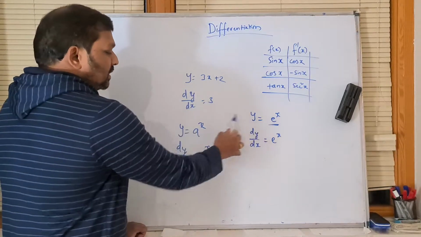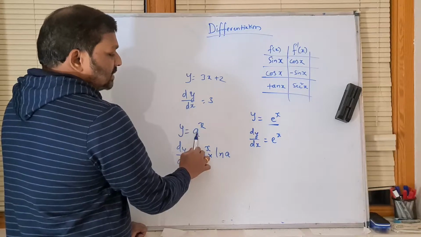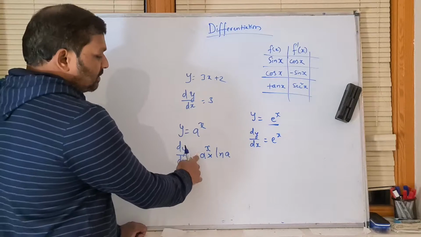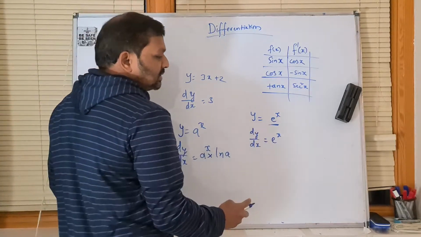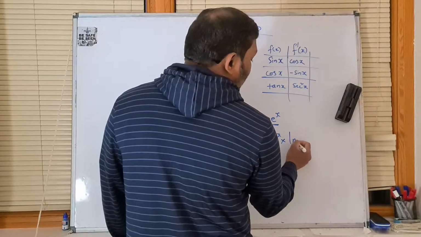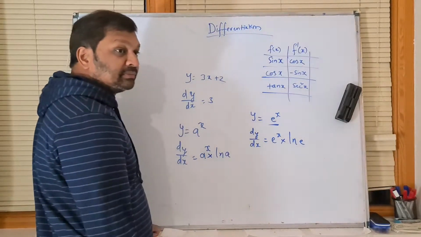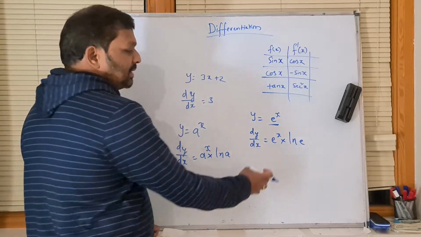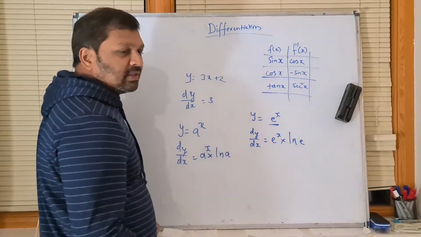In this case, it is also in the same format. Here a is a constant, here e is a constant. For a to the power of x, the differentiation is a to the power of x ln a. Here also it is the same thing, e to the power of x into ln e. But what is ln e? It is 1, because the base here is e. For ln, there is no base given.